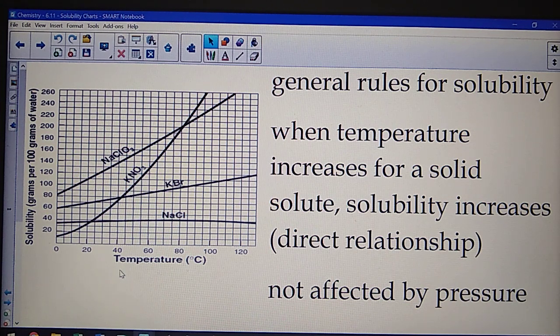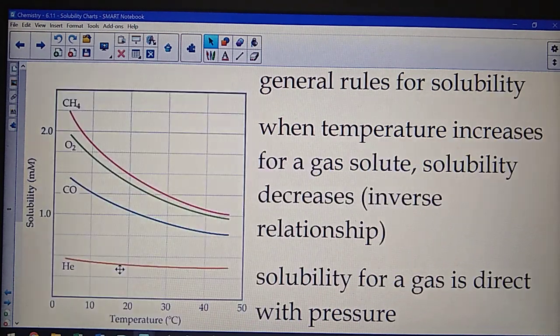However, the solubility for a solid cannot be affected by pressure. Pressure would only affect the gas. So for temperature, it is directly related to solubility for solids. Be very careful, because for gases, it's the opposite.